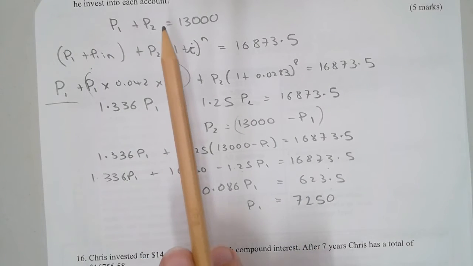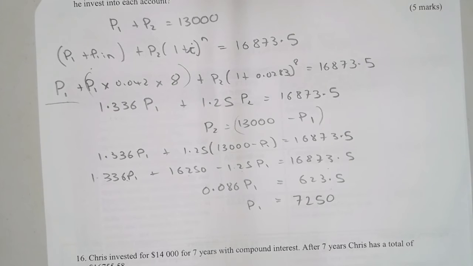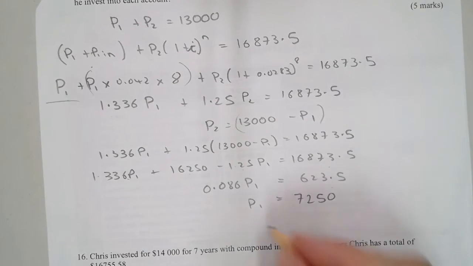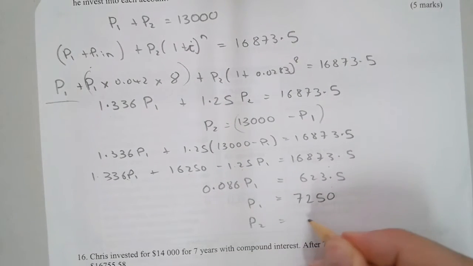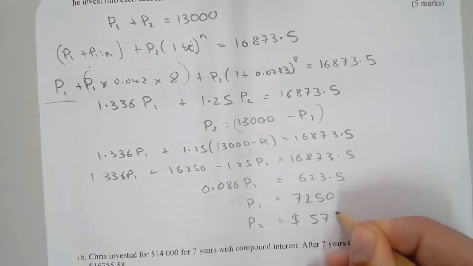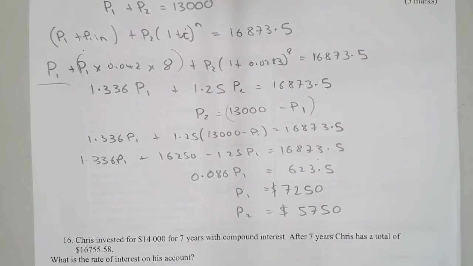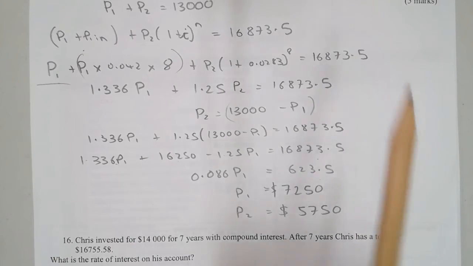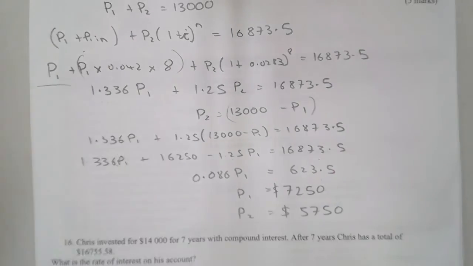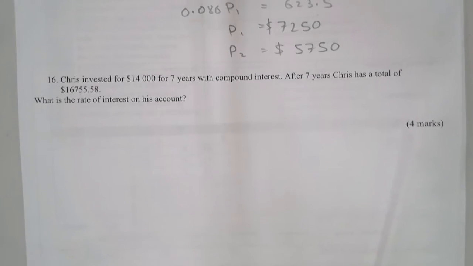So to find how much we put into account 2, take it away from your $13,000, and the principal from account 2 must be $5,750. We'll add in our dollar sign. Probably hardest question, 5 marks, A grade. It's simultaneous equations.